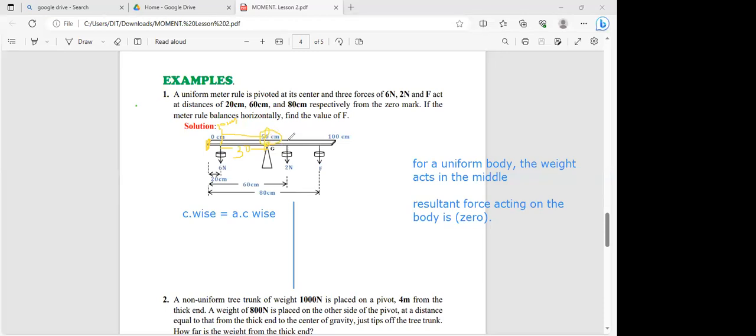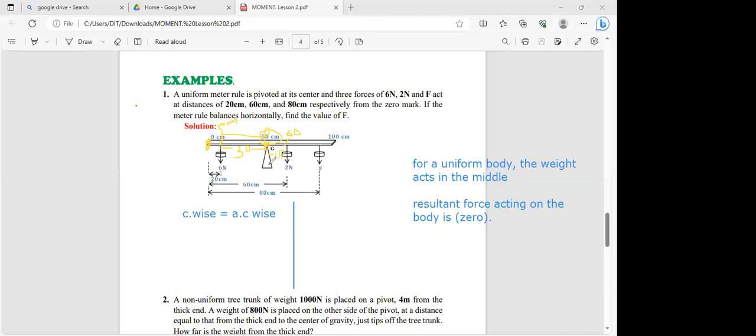Now, the 2 newtons is at the 60 centimeter mark. But what we need is the distance between the pivot and the 2 newtons. So that distance will be the difference between the 60 and the 50, and it will give us the 10.